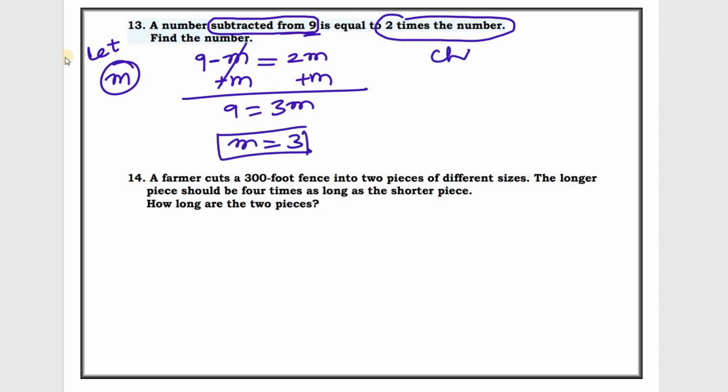Let's check if my answer is correct or wrong. So 9 minus m, 9 minus 3, is equal to 2 times 3. 9 minus 3 is 6, 2 times 3 is 6, hence verified.